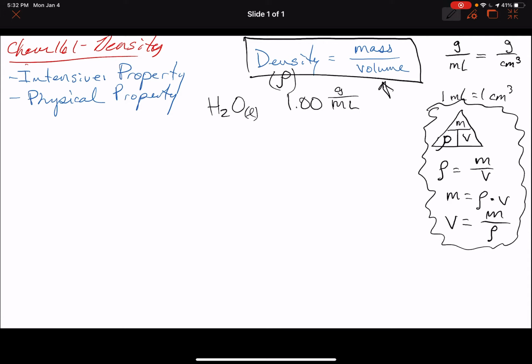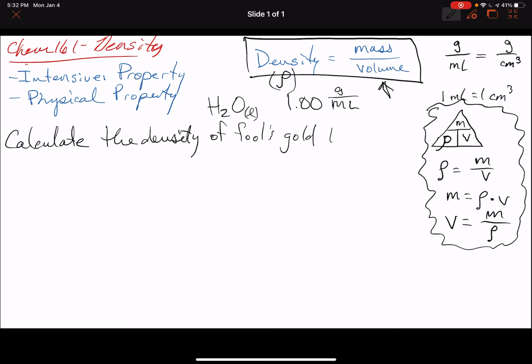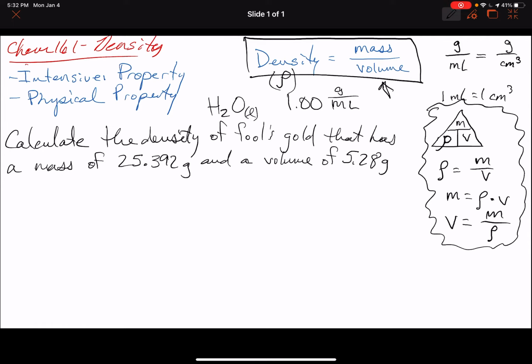Okay, so here's our question. Our question is to calculate the density of fool's gold that has a mass of 25.392 grams and a volume of 5.28 milliliters.